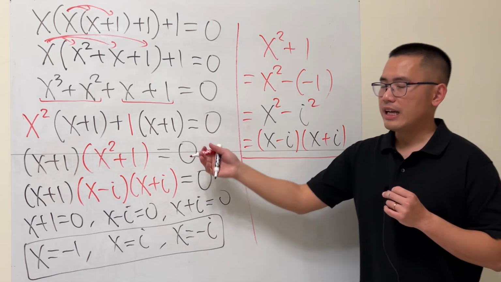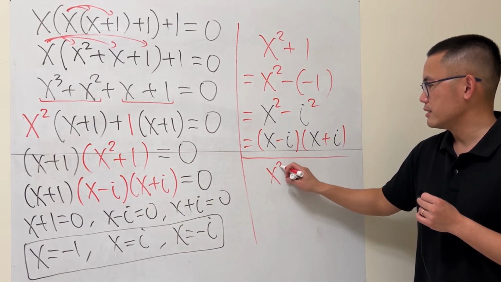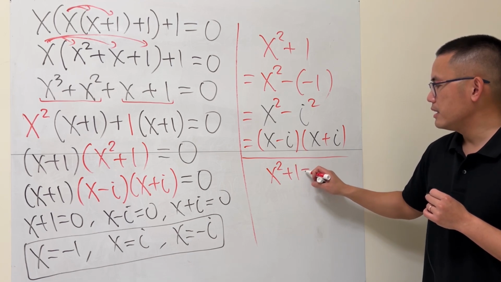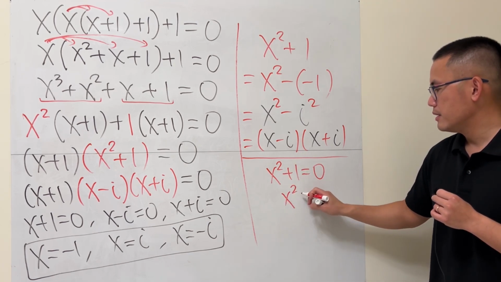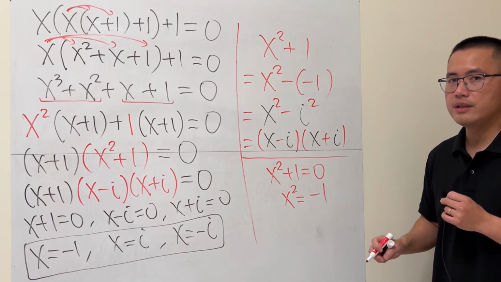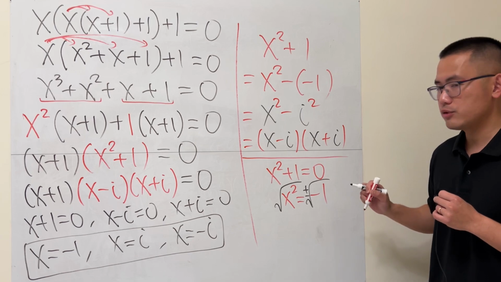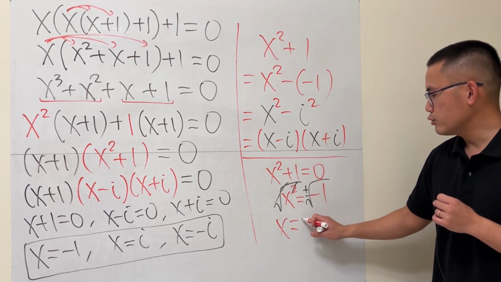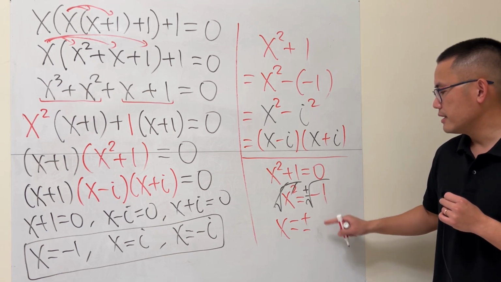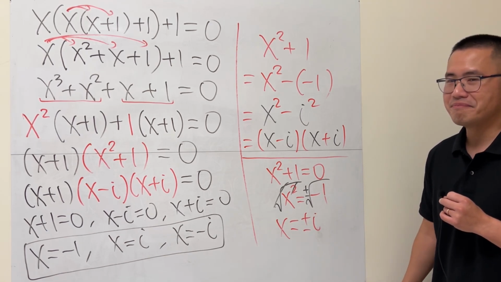Could we have done it in another way? Yes. You could also put this equal to 0 and then do it like this. x squared plus 1, make it equal to 0. Bring the 1 to the other side. So you have x squared equal to negative 1. Take the square root to both sides. Don't forget the plus or minus. x equals plus or minus square root of negative 1. You answer that with i. So you still have the same answer. That's it.